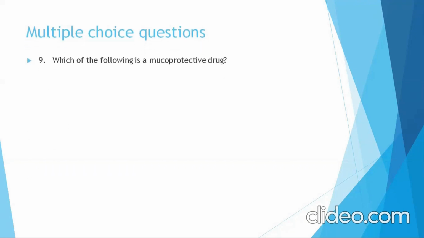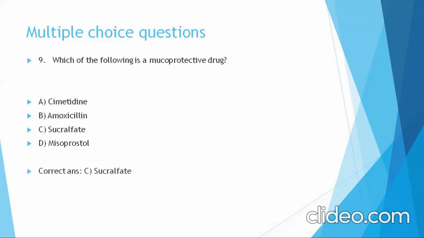The next question, which of the following is a mucoprotective agent? Options are cimetidine, amoxicillin, sucralfate and misoprostol. The correct answer is C, that is sucralfate, because the ulcer protective agents are also called mucoprotective agents.